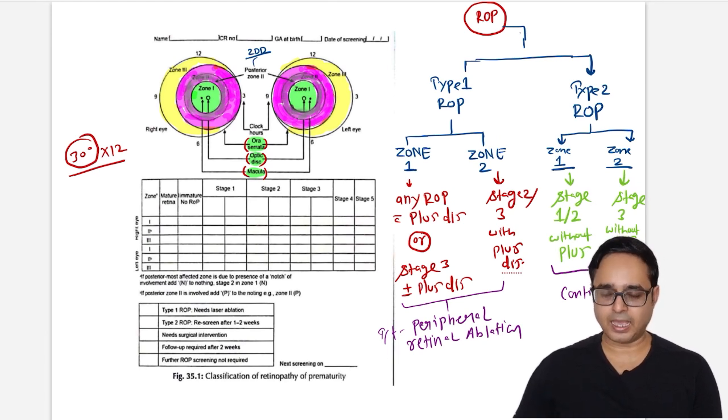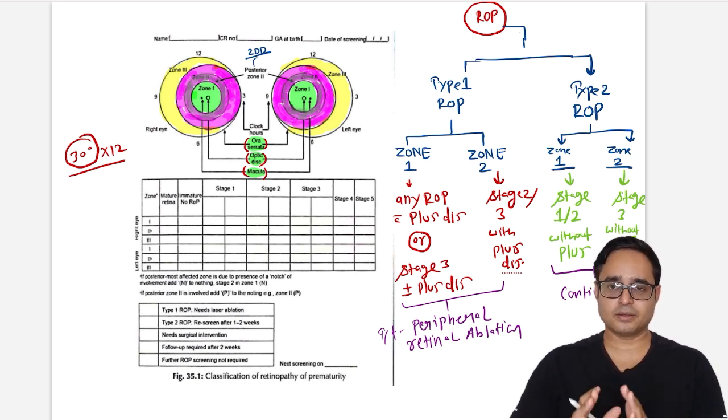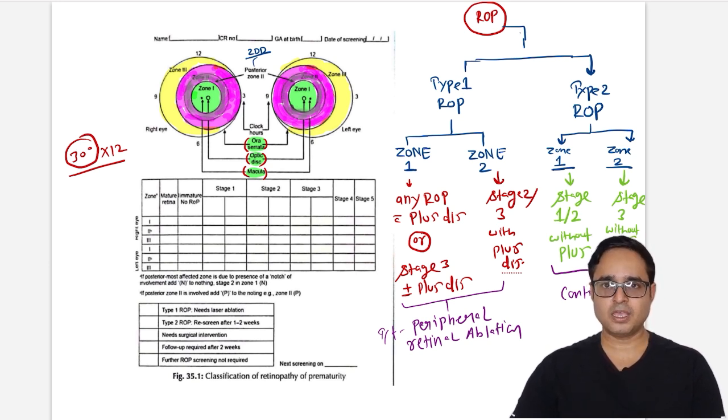First thing first, eye examination or eye disorders in neonate. Retinopathy of prematurity is actually a very important topic for examination as well as from your clinical practice point of view. So we'll understand ROP in detail today. The first slide is looking congested, but I'll break it down into different portions so you will understand.